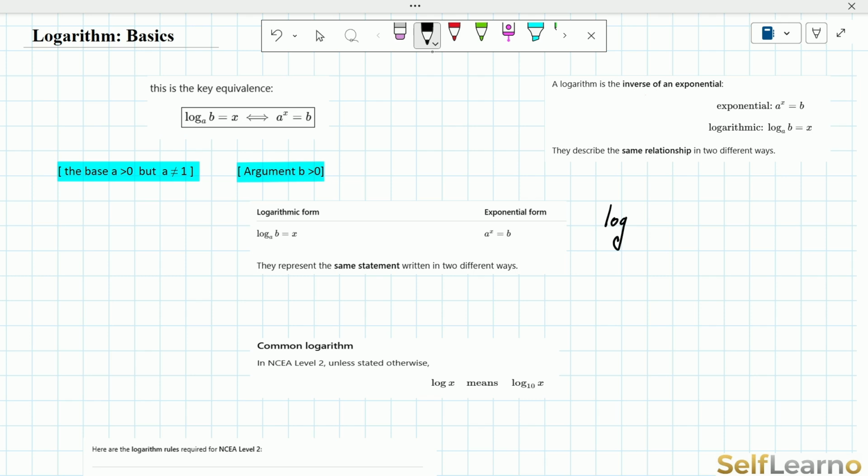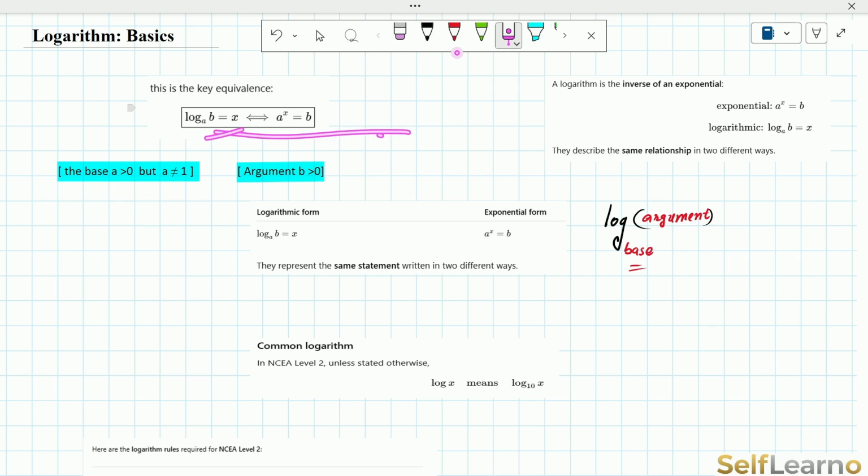Log, whatever we write somewhere over here, that is called the base of the logarithm. And here it is the argument. Argument of logarithm and the base of logarithm. Okay. So here what is happening? This a to the power x is b. That's all.